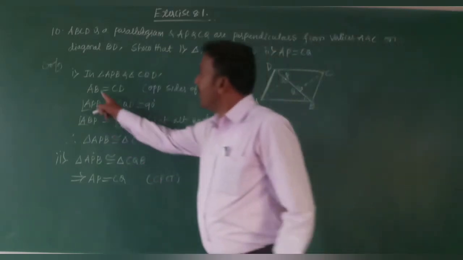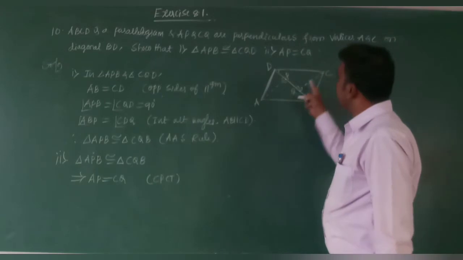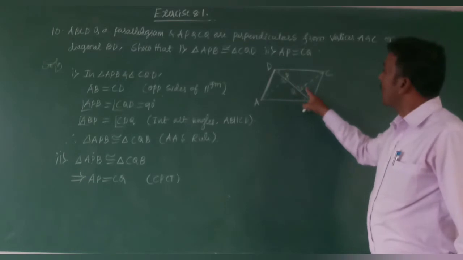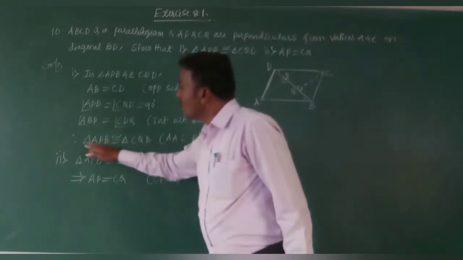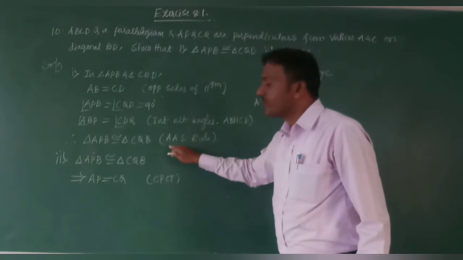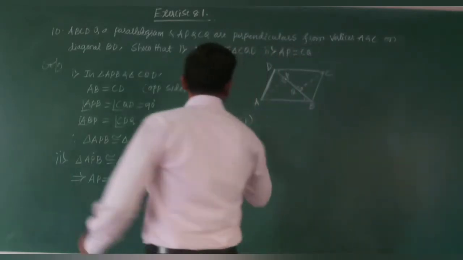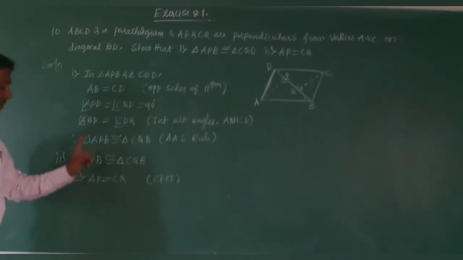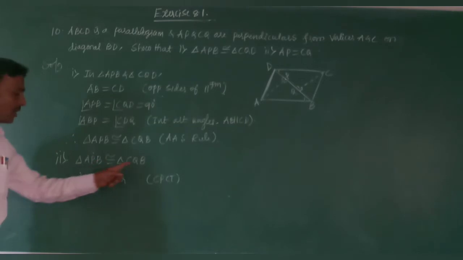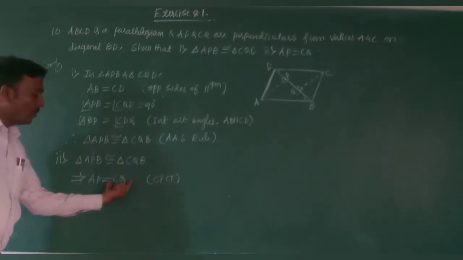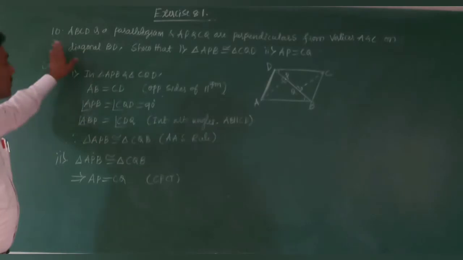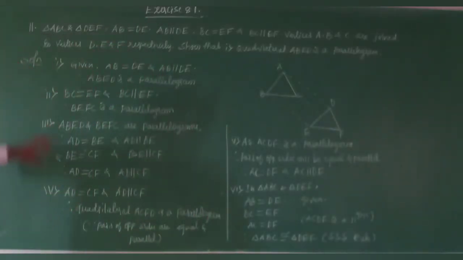Okay. So AB is equal to CD, and the angles at B and D are equal in these two triangles. Similarly, the angles at P and Q are equal in the other triangle. So we say these two triangles are congruent to each other by AAS rule. If these two triangles are congruent, AP and CQ are corresponding sides. AP is equal to CQ by CPCT, corresponding parts of congruent triangles. This is a very simple question. This is the solution for the 10th question.